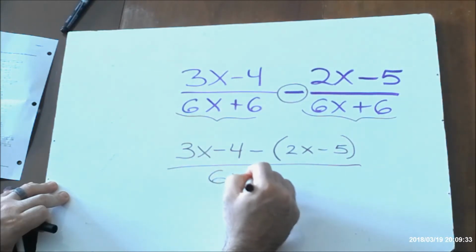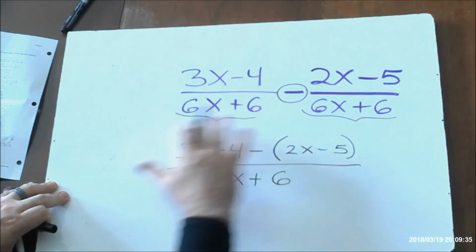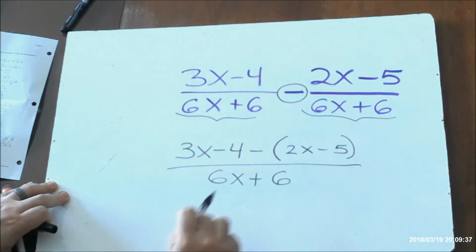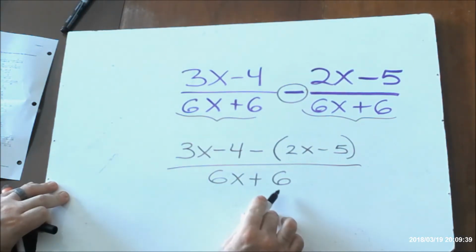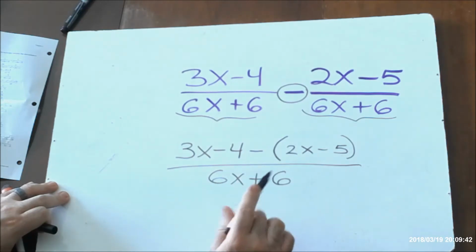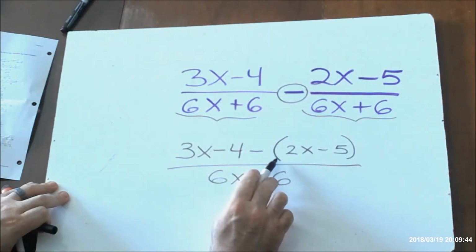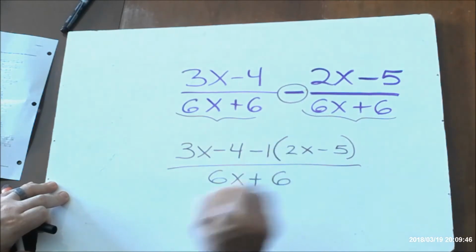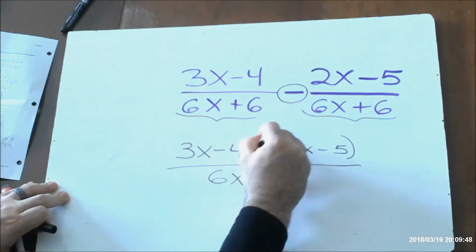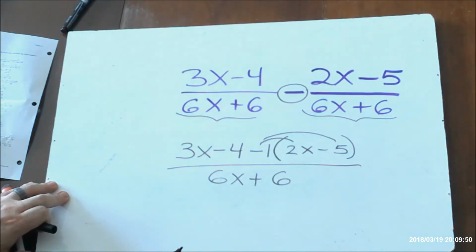And remember, when we add or subtract, the denominator doesn't change. This doesn't become like 12x plus 12. The denominator stays the same. That's why we find a common denominator. Now if you put your parentheses here, you should see that this is actually a negative 1 that's going to distribute into both pieces, which is going to allow us to solve this question.